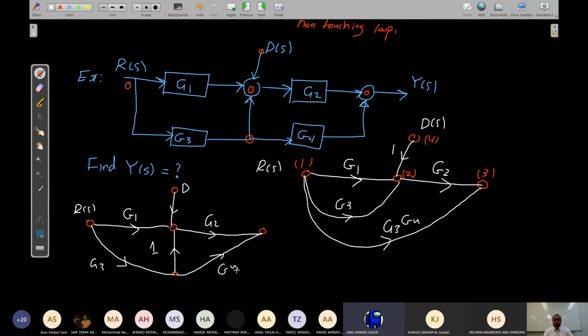Now let's see. Let's find the transfer function in the two ways.